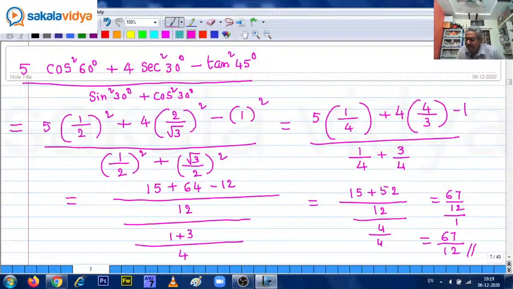67 by 12. Yes, Rajesh Gaud, Vijaya, Jaya, Lakshmi. Check your answer.